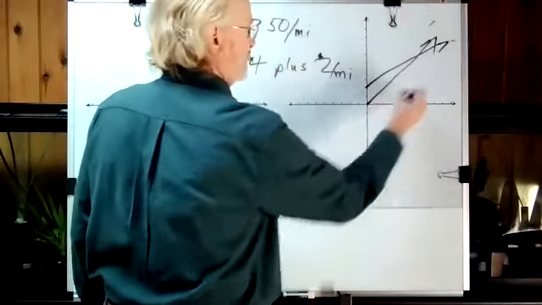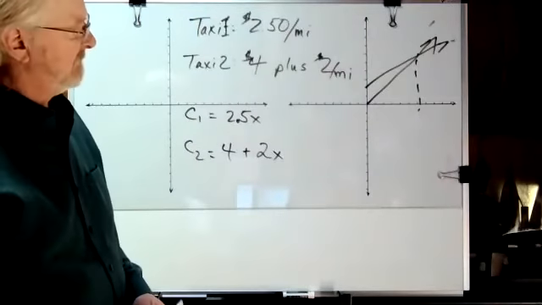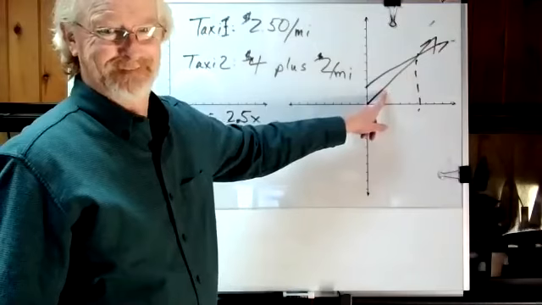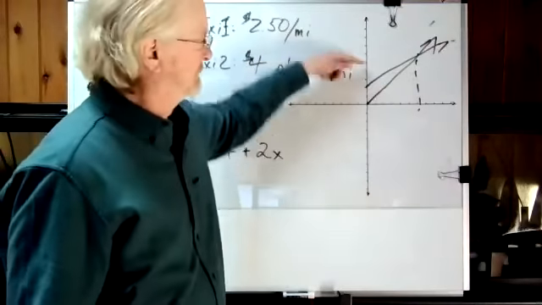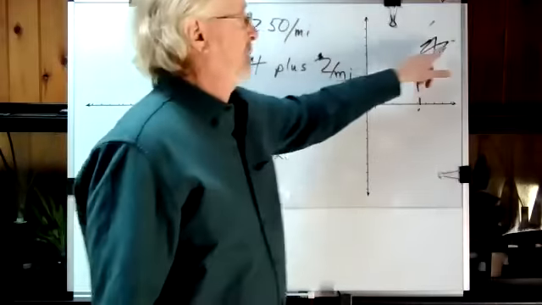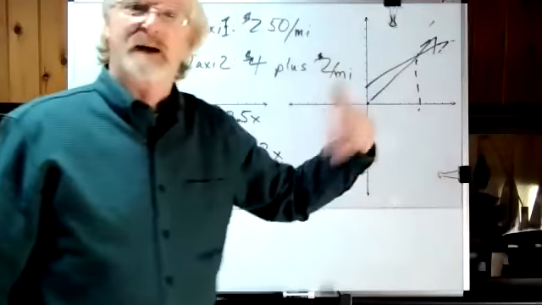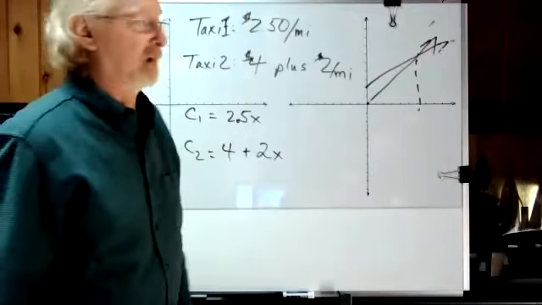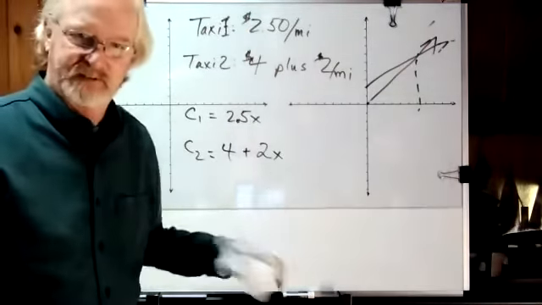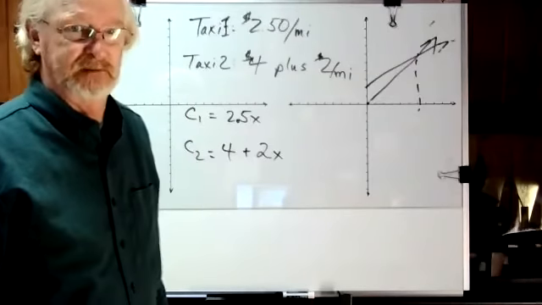So if I go that many miles, the cost is the same. If I go less than that many, I want to use the lower line, right? That one's going to be cheaper. But if I'm going to drive a long way, I want to use this one, which has a shallower slope. I've overcome that $4 fixed cost. These are simple versions, but businesses work on this kind of thing and take it into account.